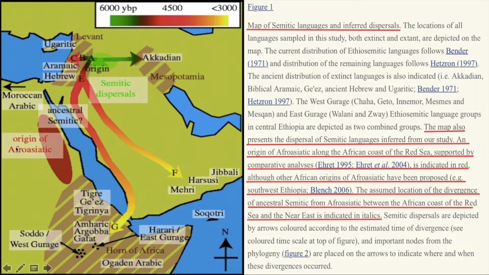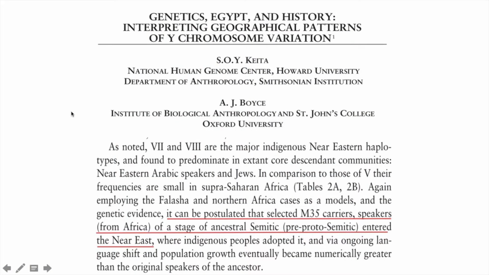So basically, here's the origins of the Afro-Asiatic being in northeastern Africa. Then you have ancestral Semitic sort of in between, around the area of the Red Sea, and then Proto-Semitic being in the Levant. So Proto-Semites would have come out of northeastern Africa and gone into the Levant region. So all of this seems to be implying the same thing. And when you add genetics to it, it makes a lot of sense.